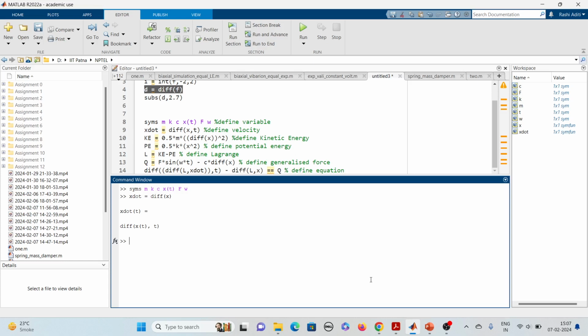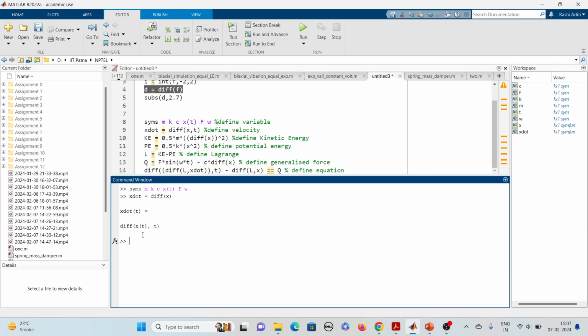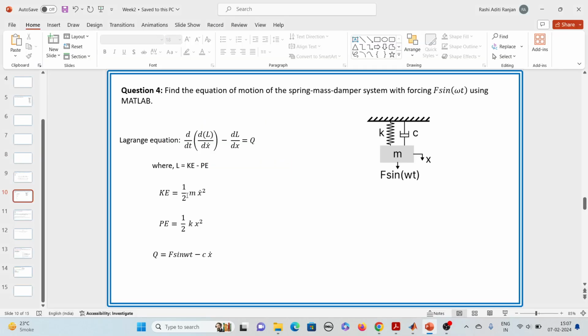Now coming on to the Lagrange equation. What do I want in the Lagrange equation? I want L. What is L? L is kinetic energy minus potential energy. Then I want to know the expressions of kinetic energy and potential energy. Right. So coming on to the kinetic energy part, we all know what it is here: half into m x dot square. X dot is the velocity.